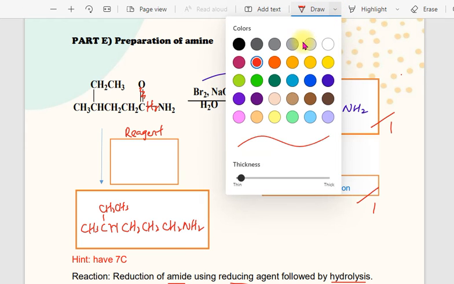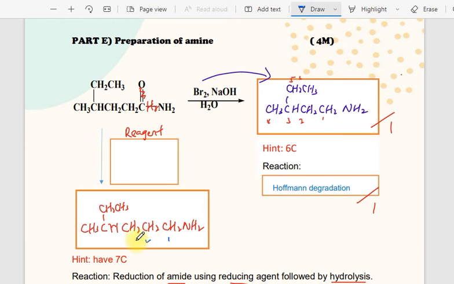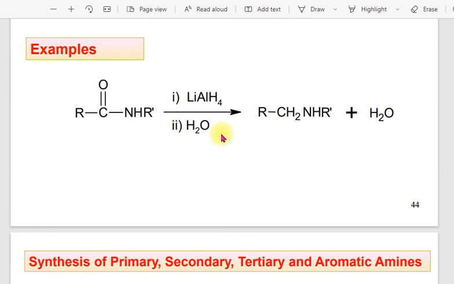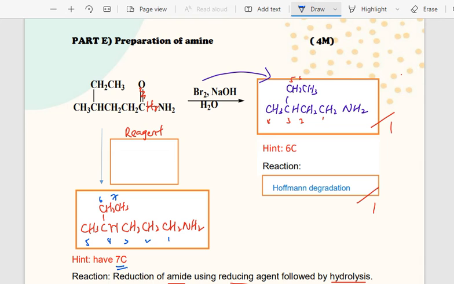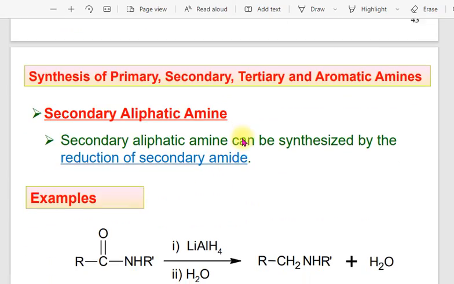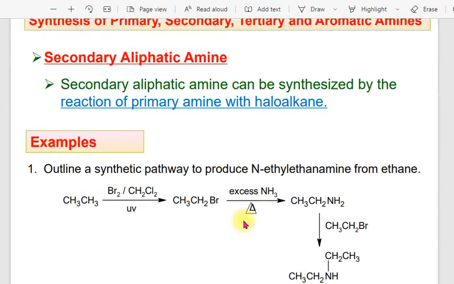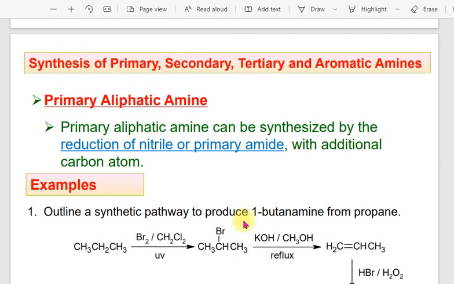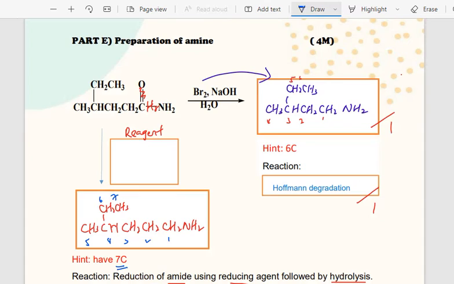Then we check the number of carbon: 1, 2, 3, 4, 5, 6, 7. Yes, 7C. Reduction of amide using reducing agent followed by hydrolysis. Let's check. Reducing and then followed by hydrolysis. We can use lithium aluminum hydride. Is there any other answer? I think no. So we are using lithium aluminum hydride, and then H2O.